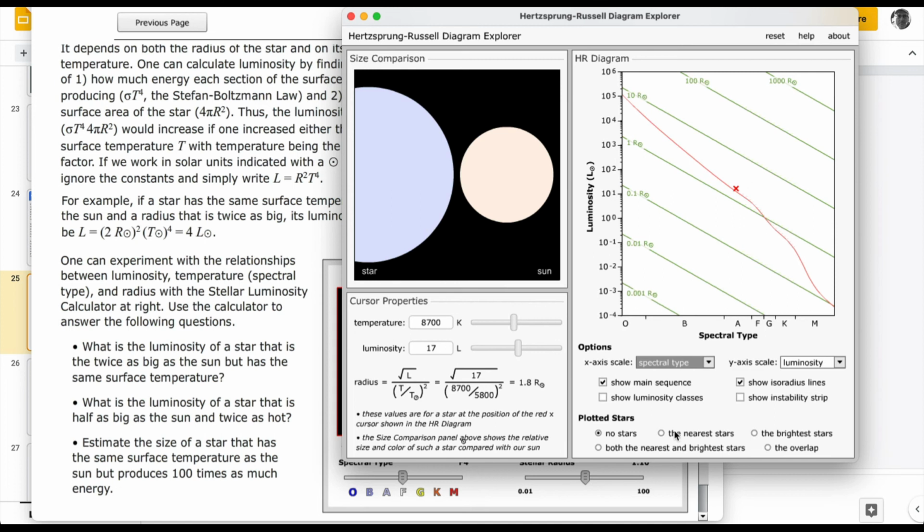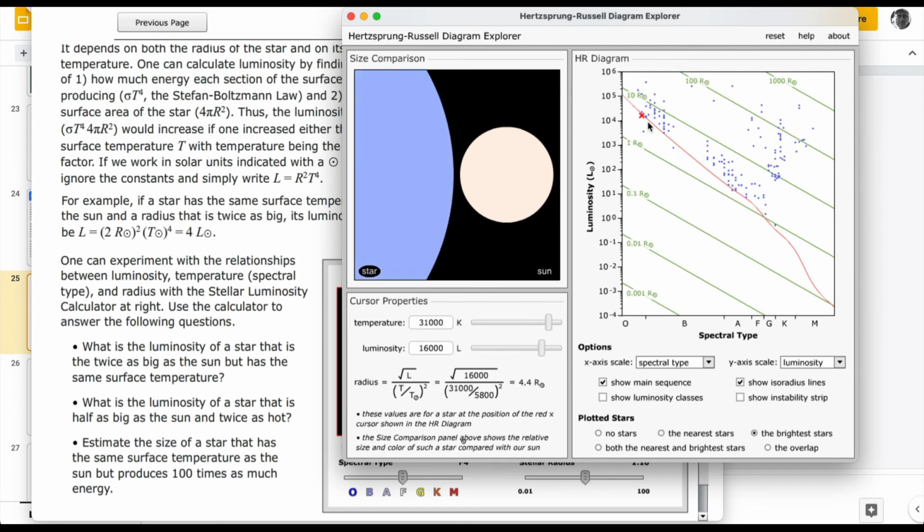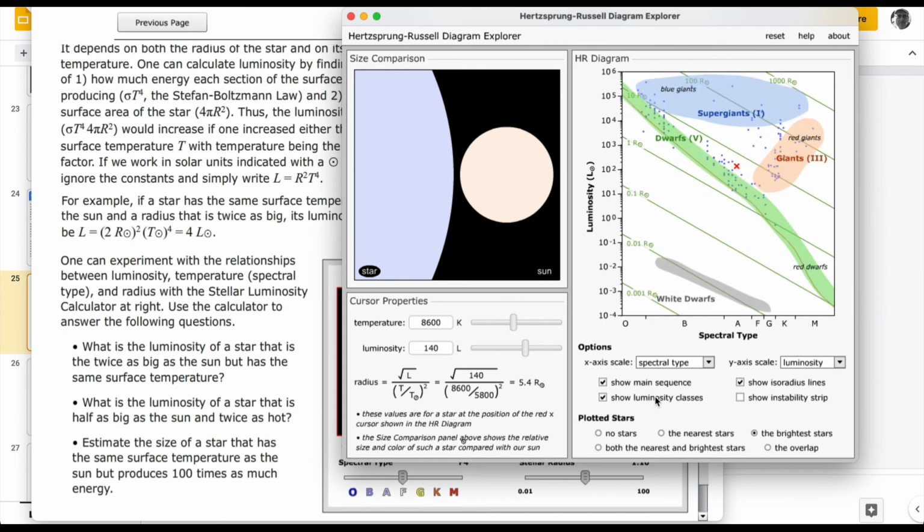So if we plotted the nearest stars to the sun, we'll see most of them are pretty darn red, and that would also make them cooler than the sun. They all line up along this thing here called the main sequence. And then let's do the brightest stars. You'll notice that the brightest stars are pretty darn blue, except some of them fall into this kind of cloud zone over here. Hey, let me turn on a little feature here.